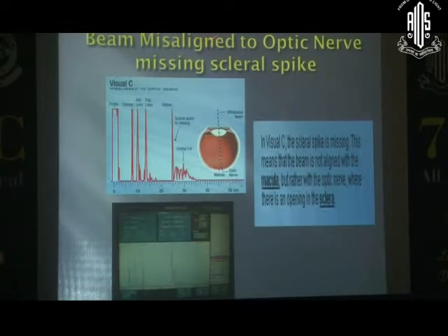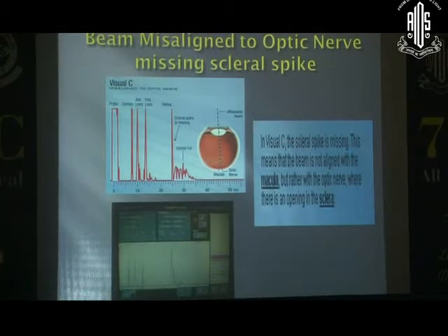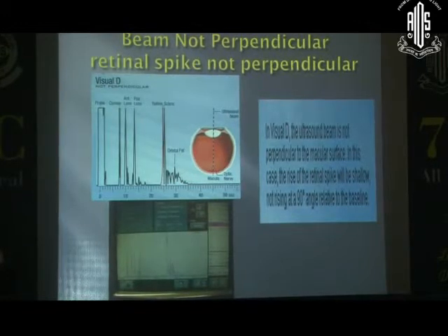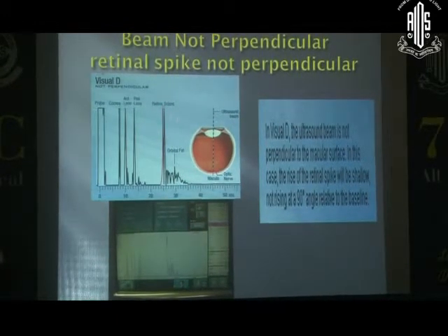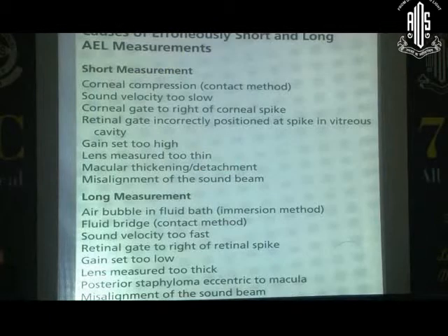If it is misaligned and passing through the optic nerve, there won't be any scleral spike. So again, the spike behind the retina, the scleral spike, is missing if the beam is passing through the optic nerve. If the beam is not perpendicular, the retinal spike and the scleral spike won't be of the same height. So again, you need to study these spikes to get an idea about the accuracy of your reading.